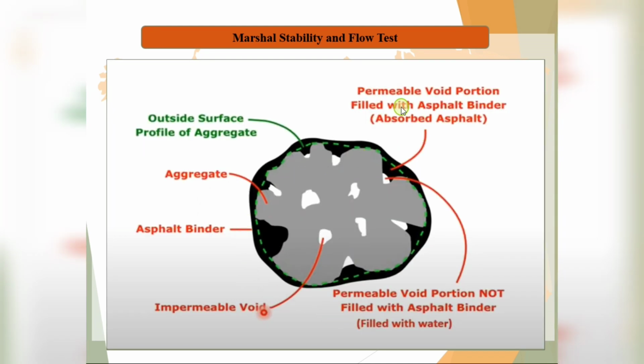So here I can show what is the permeable void portion. One is a simple void and one is a void after putting bitumen. A void which remains after putting bitumen we can call the permeable portion, and the other void which we can fill with bitumen, we can call the permeable void portion filled with asphalt binder.